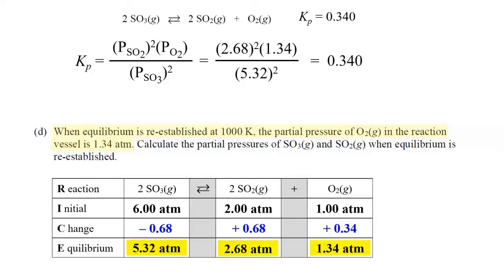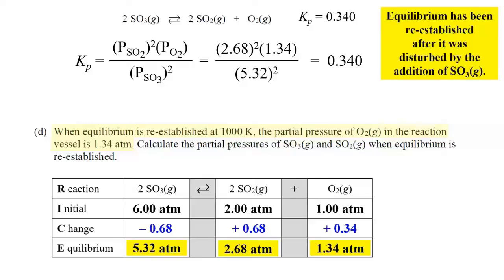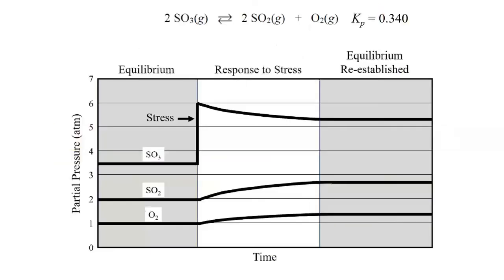And yes, we do. So let's take a look graphically at what happened before the stress occurred, and then what happened as the system reestablished equilibrium. So equilibrium has been reestablished after it was disturbed. What was the disturbance? Additional SO3 was added. Let's take a look at this graph here. On the left, you can see that equilibrium had already been established, and those numbers were the pressures of each gas when equilibrium had already been achieved. Then you see a big spike in the partial pressure of SO3. So the stress was that additional SO3 was added to the reaction vessel.